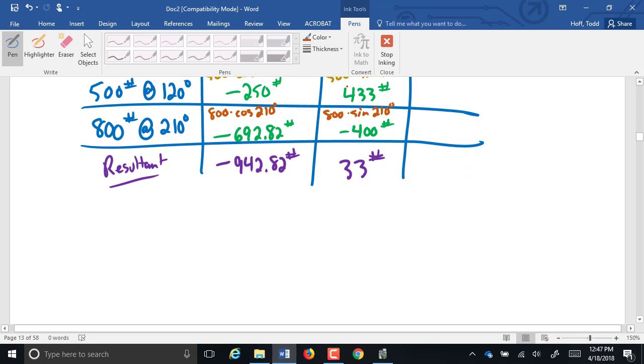So what that means, if this is my origin, I have 942.82 pounds in that direction. The negative just means it went to the left. And 33 pounds in that direction.